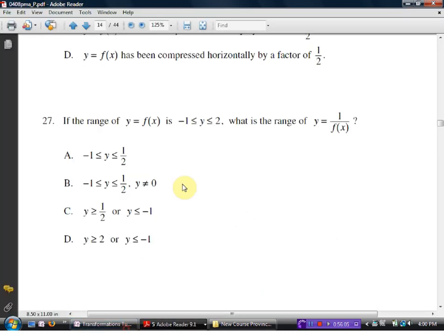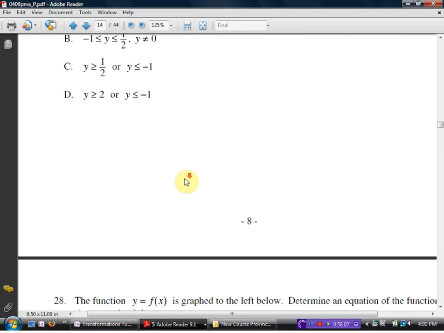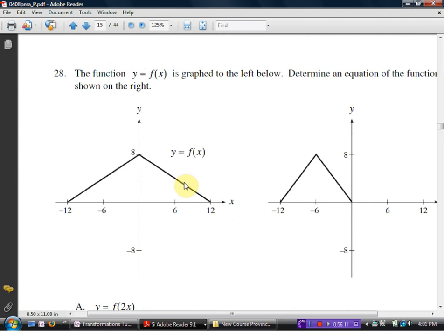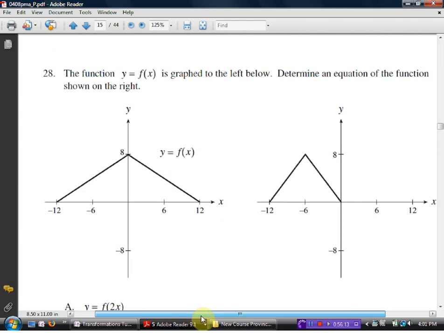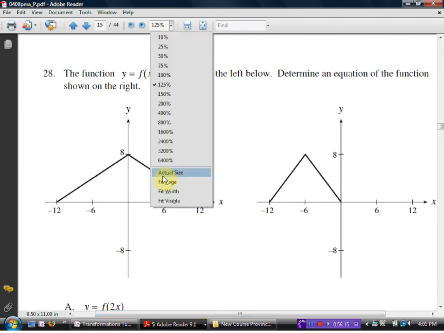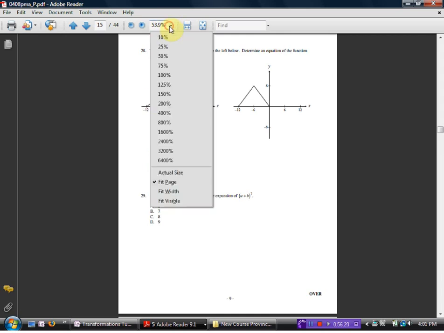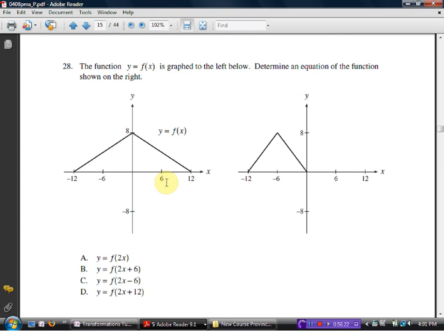I'm willing to bet that the next question is not a transformation, and I lose that bet. Okay. I thought this was the nasty one that year. Fit page. Fit width, Mr. Duke. Yep. That's fine. Not a detention. Just put the test back there, please, when you're done.